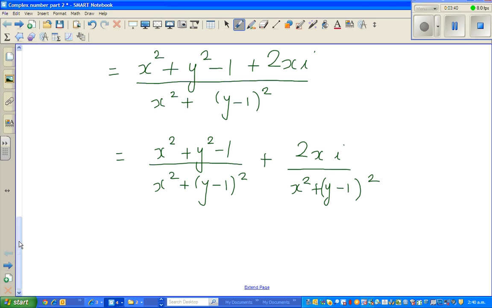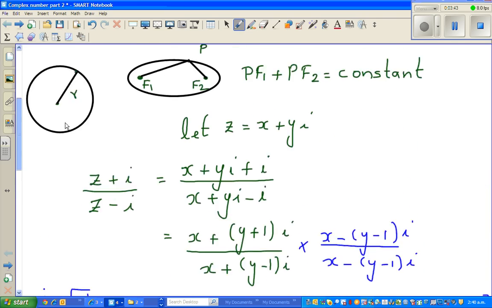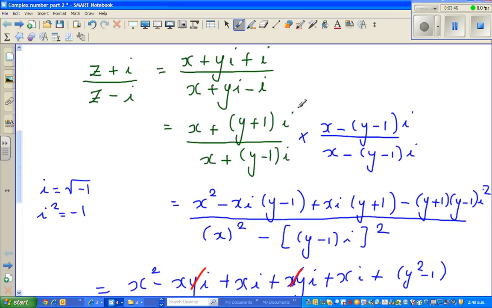Now I forgot one very important step somewhere here. I'll write here. When you're multiplying by the conjugate, x should not be 0 and y should not be 1. If y is 1, you will not have this real part. And if x becomes 0, you will not have the real part. So this is a very important condition which we will use later. So x should not be 0 and y should not be equal to 1.